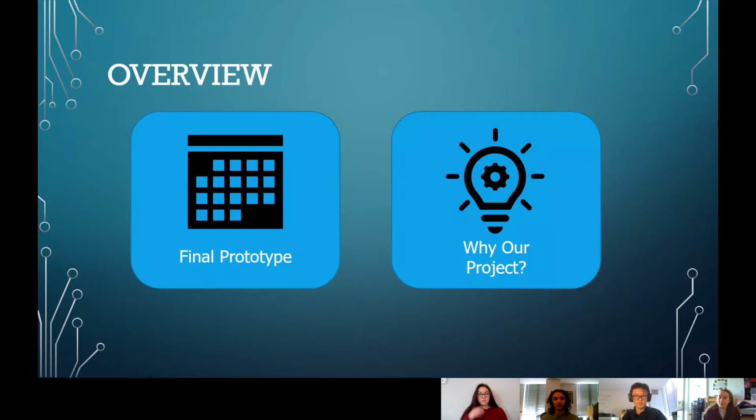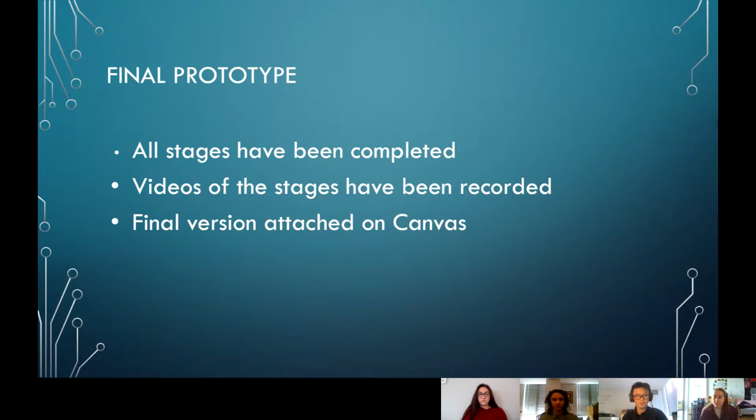As for an overview of what we're going to be including in this presentation, we're going to be looking at the final prototype of our machine, and we're going to discuss why the client should choose our project. For the final prototype, all stages of our machine have been completed, videos of the stages have been recorded, and the final version has been attached to Canvas for anybody to watch.